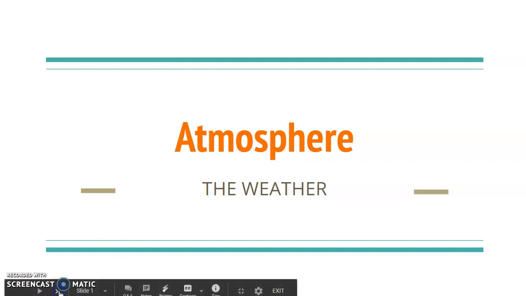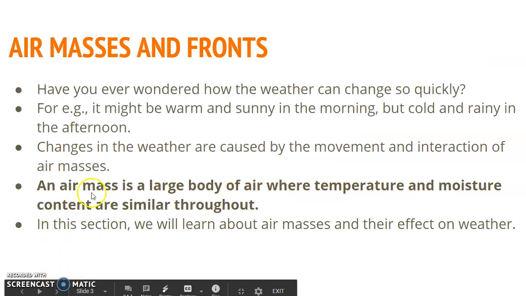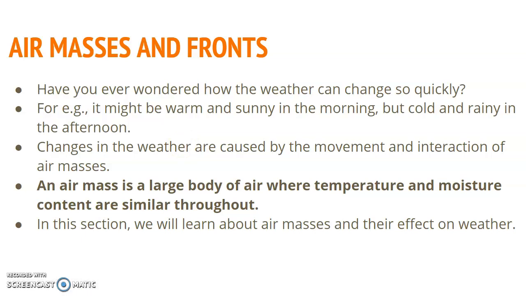Now, before we begin, I want you guys to consider this. Have you ever wondered why weather changes dramatically, right? For example, if in the morning it was warm and sunny, you might notice that by afternoon it gets really cold and rainy. Why does this happen, right? So changes in the weather are actually caused by the movement and interaction of something called air masses.